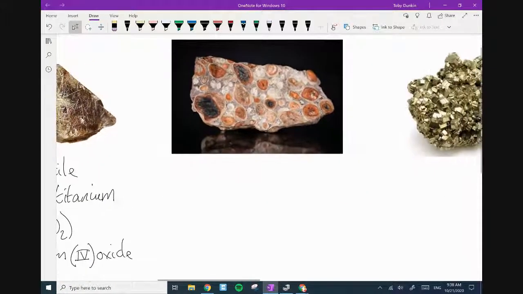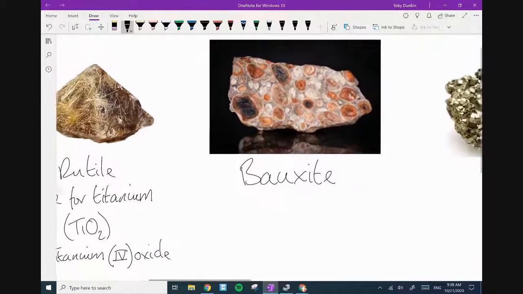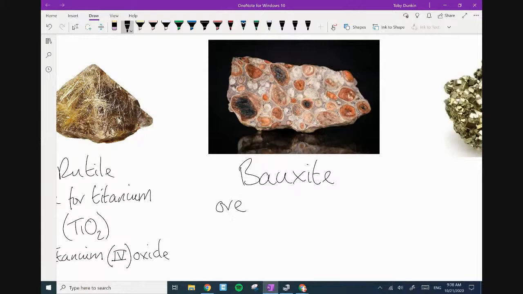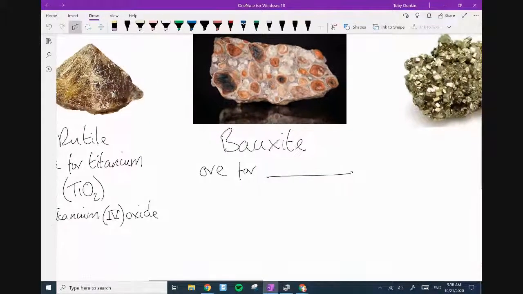Now, this one you do need to know. This one is a very, very important ore. This one is called bauxite. Bauxite. Does anyone want to guess what ore this is for? This is the ore for blank. I'll give you its compound in a second as well. I wonder if anyone knows it. You might not. I'm wondering whether Zina might know it.